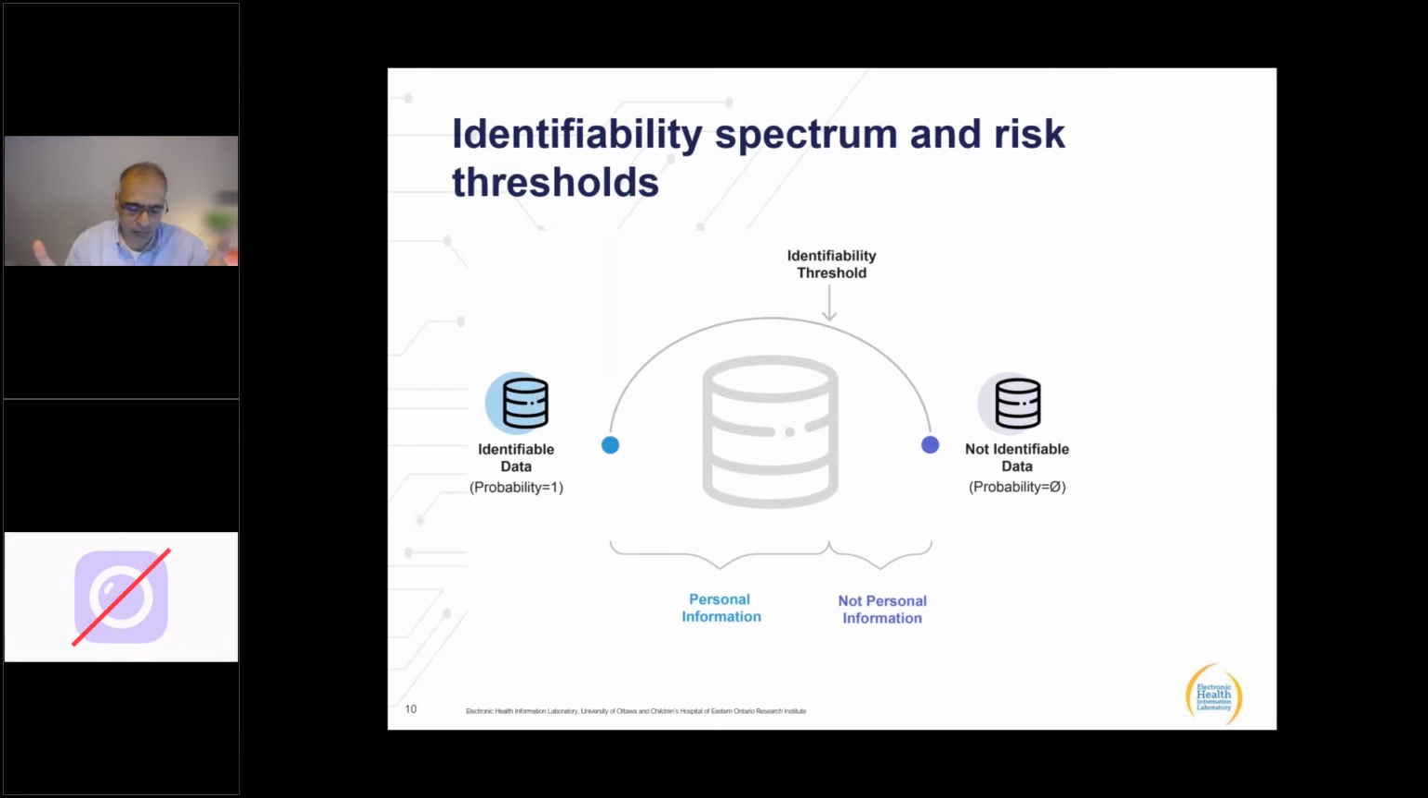But we measure the risk along the spectrum, and then we define a threshold that cuts this spectrum into 2, because most legislation, most statutes are defined in a binary fashion where you have personal information and not personal information, or identifiable information and non-identifiable information. And therefore, if your measured risk is above the threshold, then it's considered personal information, and if it's below the threshold, then it's considered not personal information.